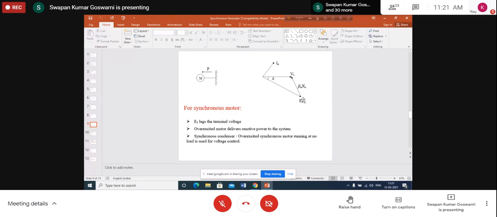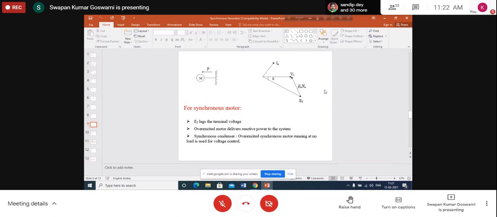So if this is the generated voltage, then this phasor is j IA XS, the drop in the armature reaction, and then the drop in the reactance of the motor, that is the synchronous reactance. So if this is the direction of IA, what will be the direction of j IA XS?